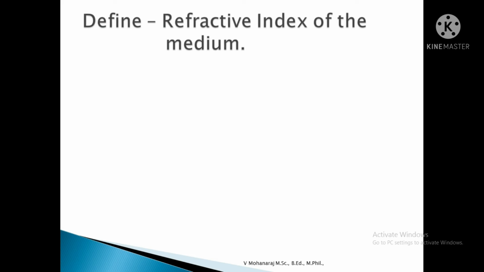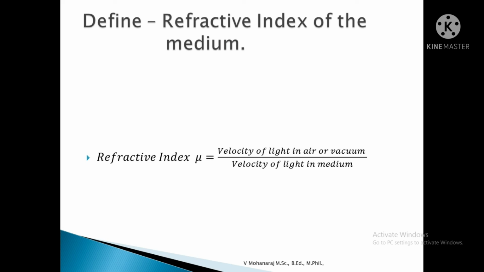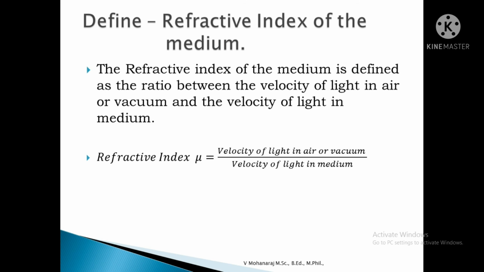Okay, next one, define refractive index of the medium. So the refractive index is equal to the velocity of light in air or vacuum divided by velocity of light in medium. So this is the mathematical expression. Now we are going to define the refractive index. So the refractive index of the medium is defined as the ratio between the velocity of light in air or vacuum and the velocity of light in a medium.